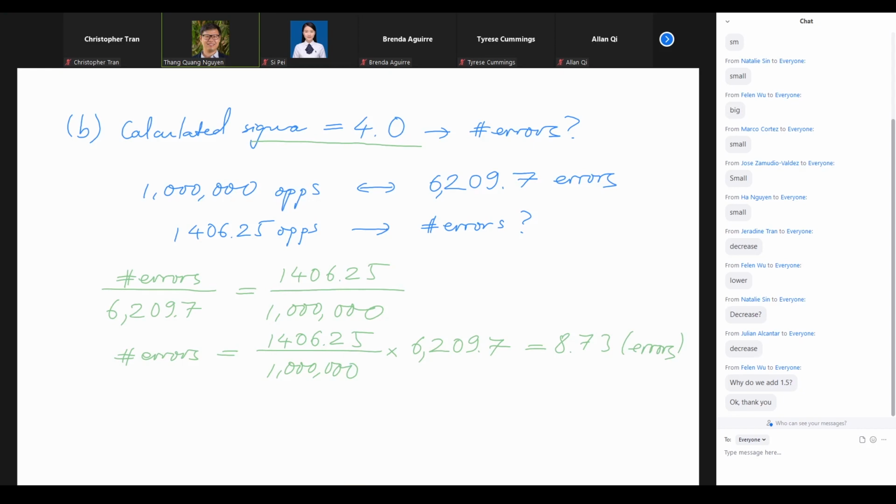So if we want to operate at 4.0, then on average, we should have 8.73 errors. It means that sometimes we see 8 errors, sometimes 9 errors, sometimes 10 errors. But if we average over the cycles of operation, it is about 8.73 errors. Then our calculated sigma level is going to be 4.0. So we do it proportionally, and then we can achieve that 4.0. Okay, so that's part B. And part C is very similar. Let me do that quickly.